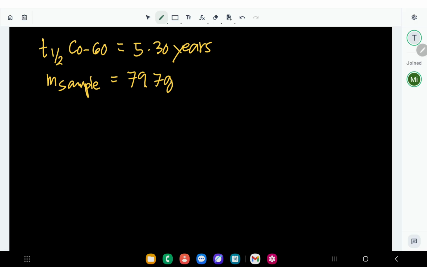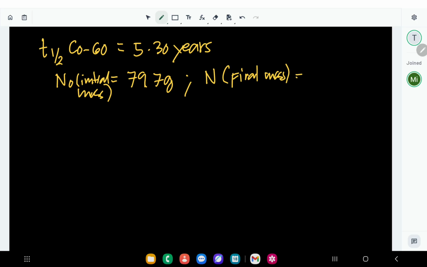So we will denote the initial mass as m sub 0 or n sub 0. The initial mass is 79.7 grams, and then the final mass is 13.0 grams. And then we are asked for the time it takes for 79.7 grams to decay down to 13 grams. Do you know the formula for half-life?